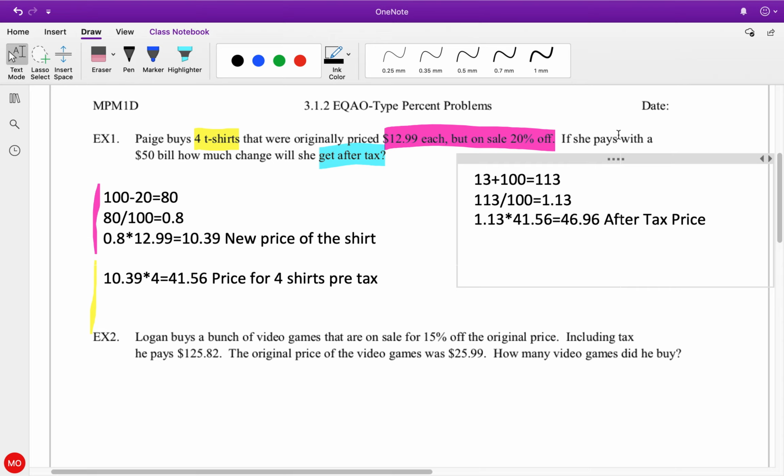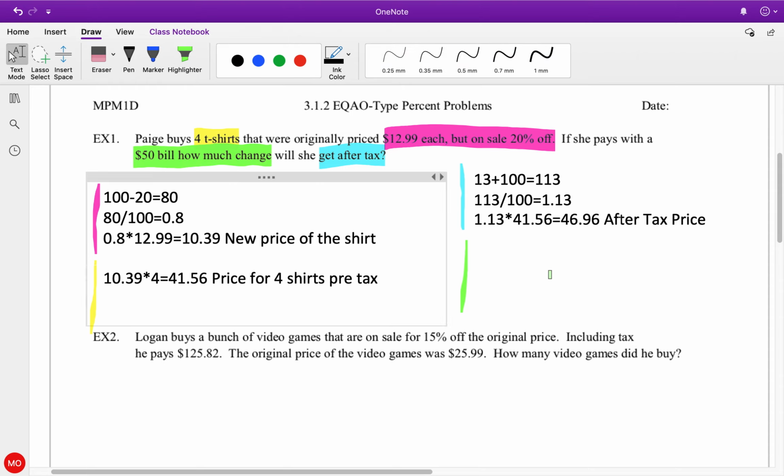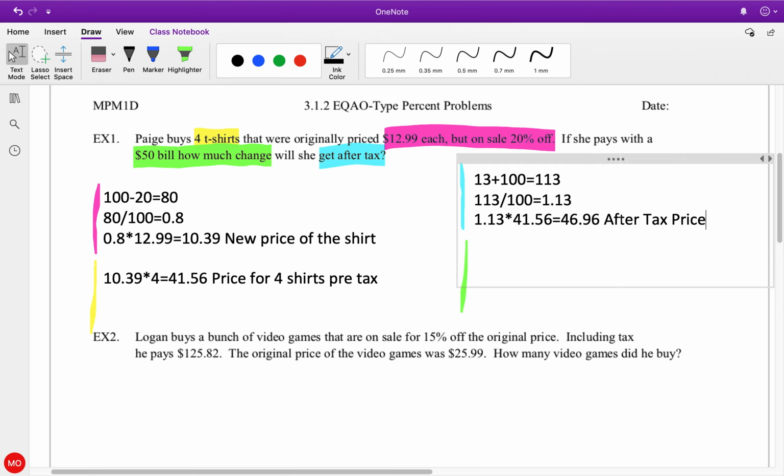And the last section's here. We're going to take care of how much change from $50. And that is going to be simply 50 minus our total, which is 3.04 change. And there's our answer.